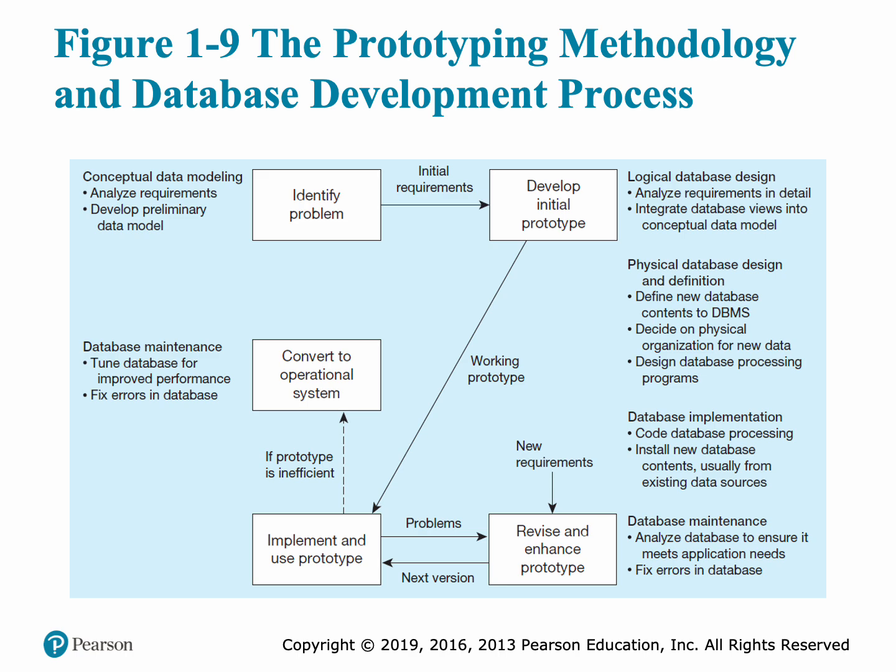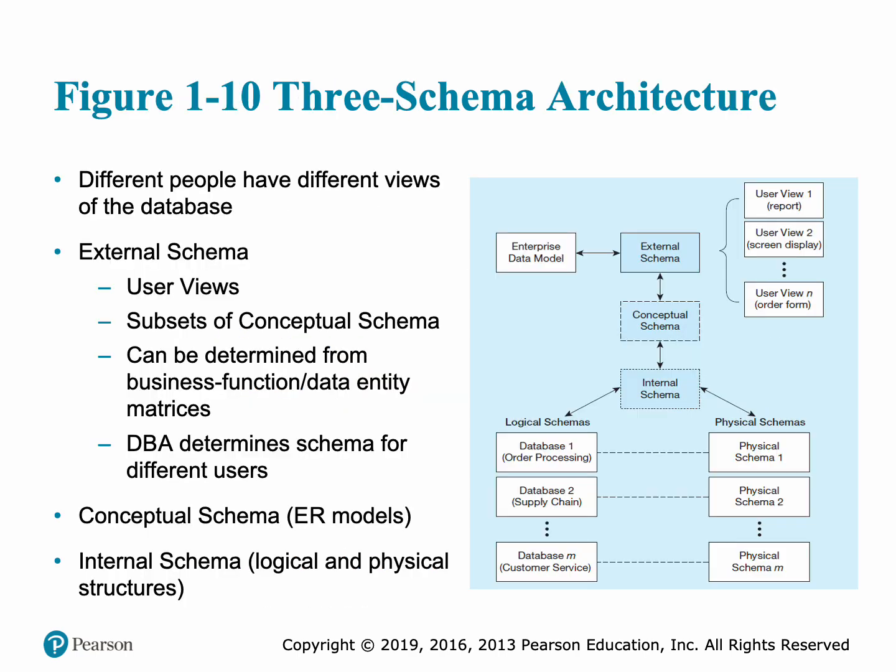The prototyping methodology in the database development process involves identifying a problem, developing an initial prototype, implementing and using the prototype, and if the prototype is sufficient, converting to an operational system. Otherwise, for any problems that come, we revise and enhance the prototype by getting new requirements. The next version comes in, we implement the user prototype, and if it is sufficient, we convert it into an operational system.